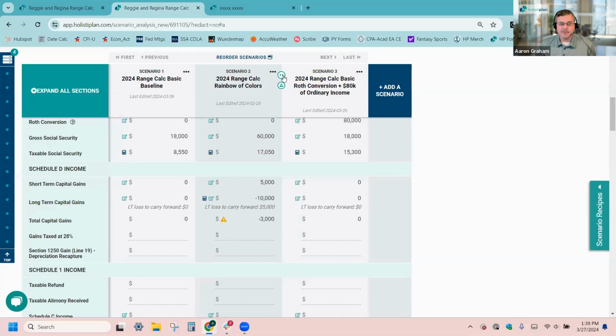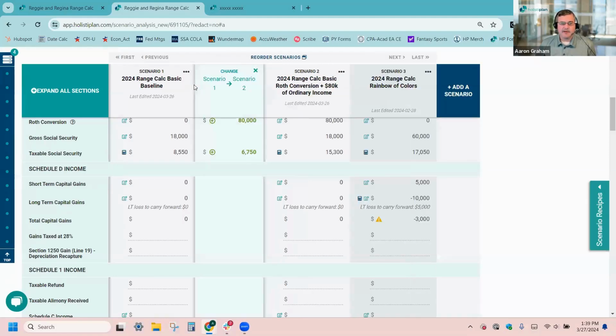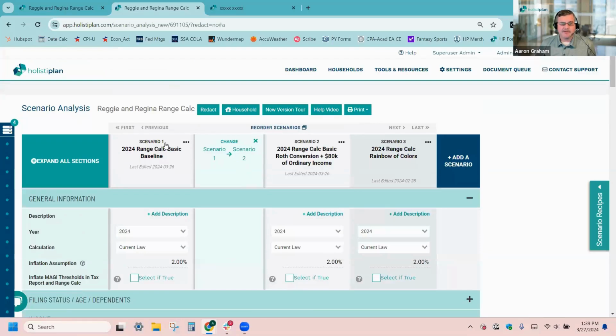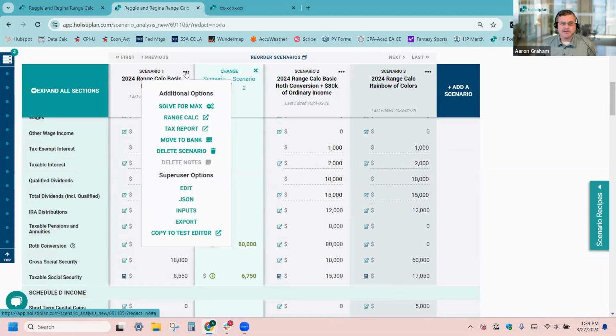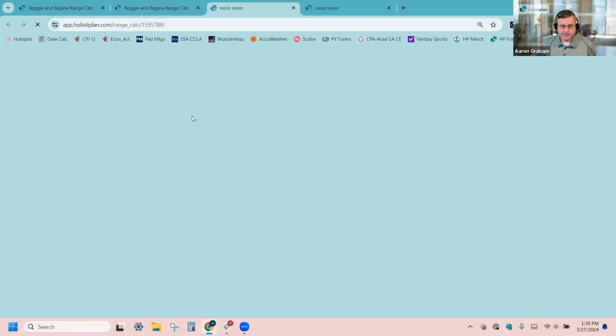I'm going to use this to kind of bend this over. And again, I'm going to use the comparison tool. So this is the baseline that we first looked at with the 3 colors. And this is adding $1,000 of ordinary income. So we'll consider it like an $80,000 Roth conversion. And just to go back and show you what that was.